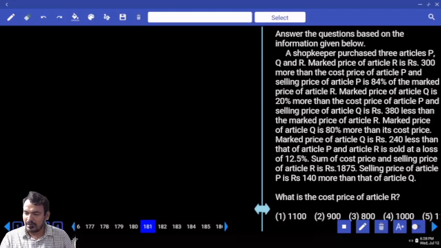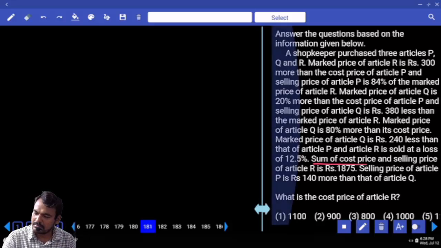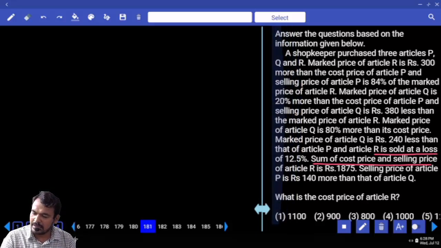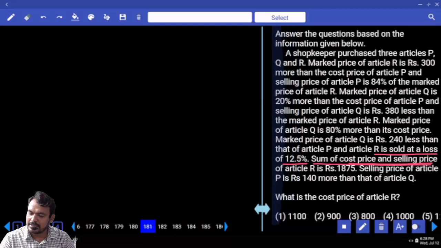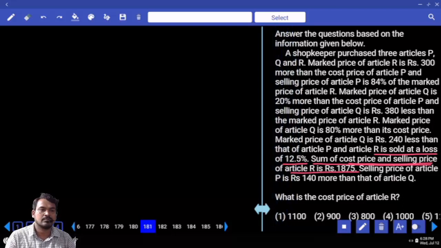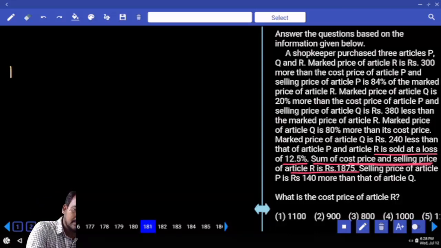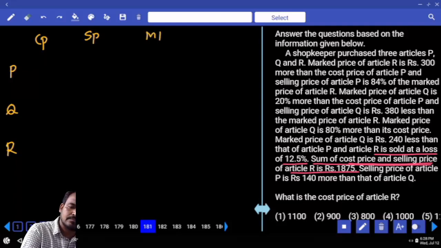You are not required all the lines. R is sold at a loss of 12.5%. Cost price and selling price of article R is how much? 1875. How many articles are there? 3 articles. P, Q, R, and each one has cost price, selling price, market price.